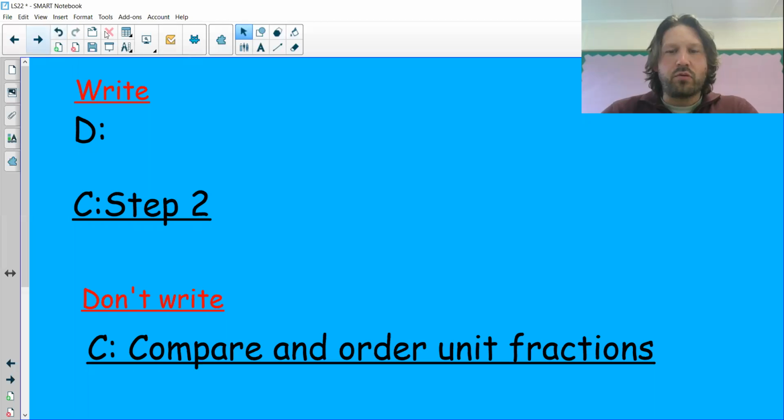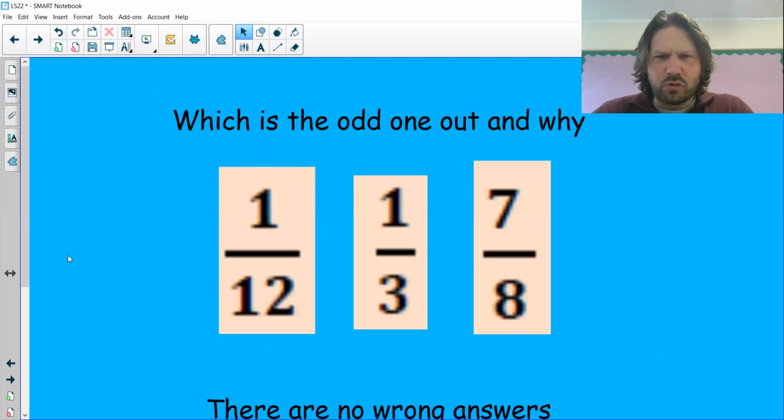Good morning. So today, maths: fractions of amounts, we're comparing and ordering. So we are going to set up. It's very frustrating, it doesn't save these properties, but there we go. So compare and order unit fractions. So which is the odd one out and why?